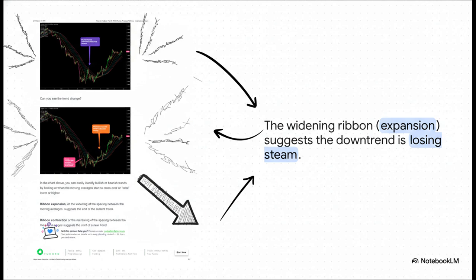And you can see that expansion right here on the chart. As this downtrend goes on, you see how the ribbon starts to fan out? That widening is our big visual clue that the downward momentum is starting to fade. The trend is losing steam.